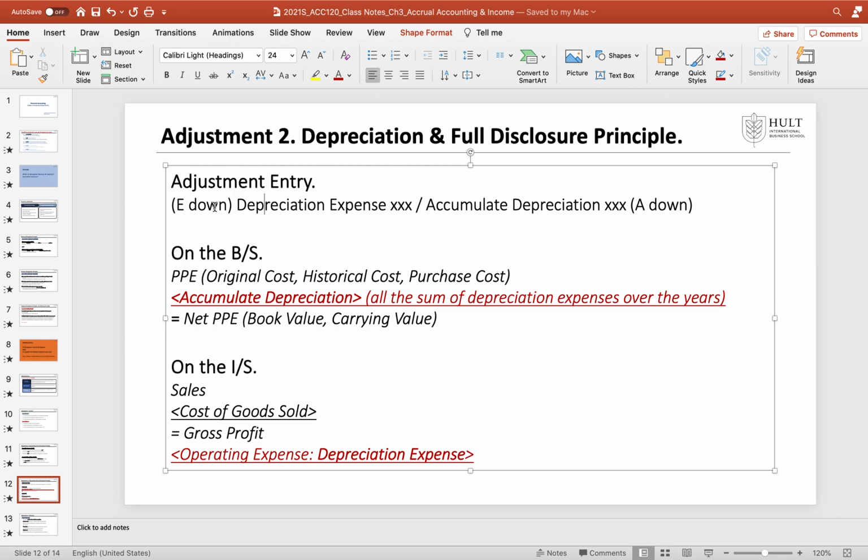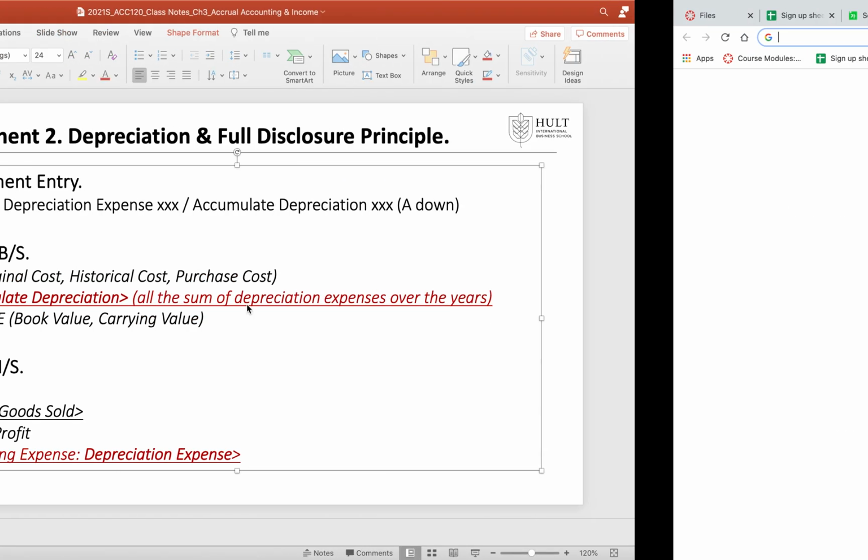And depreciation on the debit is the income statement account that reduces the equity. So the balance sheet shows the PP&E minus accumulated depreciation, or the sum of depreciation expense over the years, because the balance sheet is the accumulation concept. But the income statement shows only one year of the expense of this PP&E, so it shows only one year depreciation expense in the operating expenses. Okay, so let's practice in Excel.